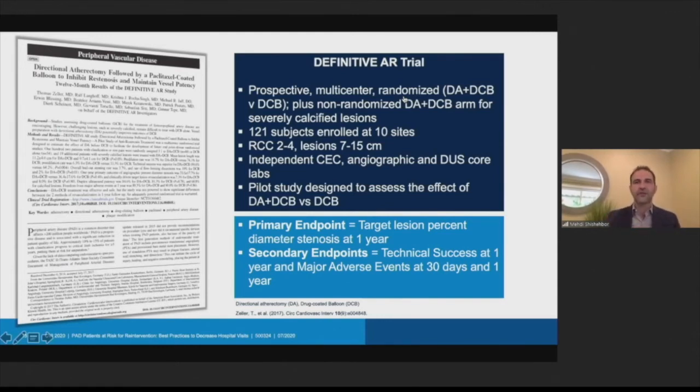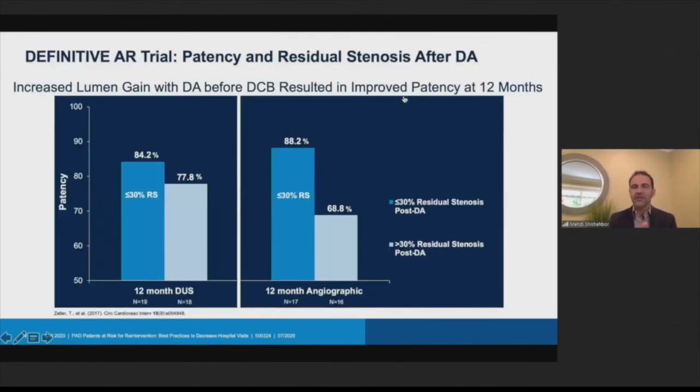But the concept was, can we do directional atherectomy plus DCB and have a better result compared to DCB? We are always talking about what is the addition? How does adjunctive atherectomy add to what we do? And that's what this trial was getting at. The primary endpoint was target lesion percent diameter stenosis at 1 year. Again, the study was a small study. It was hypothesis generating, and you can probably speak to it a lot better than I can. But I think this is what we learned from this study.